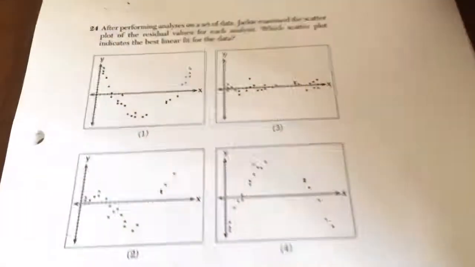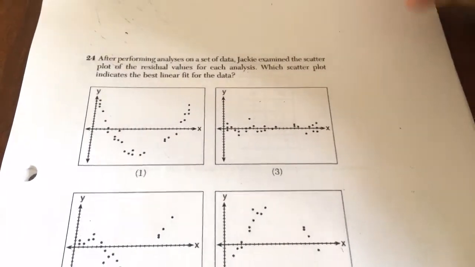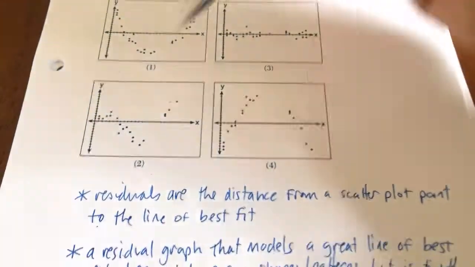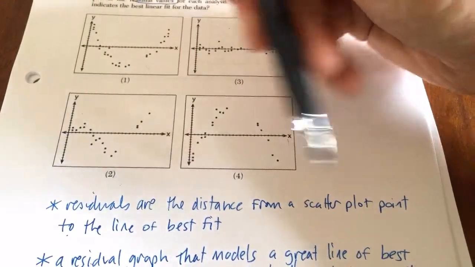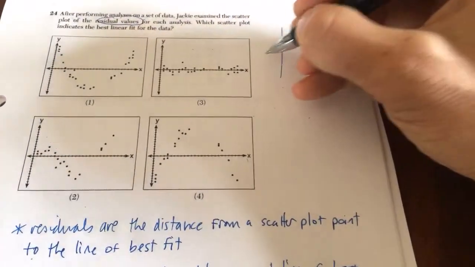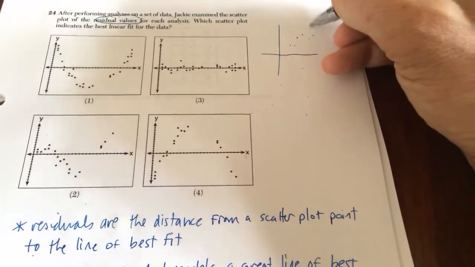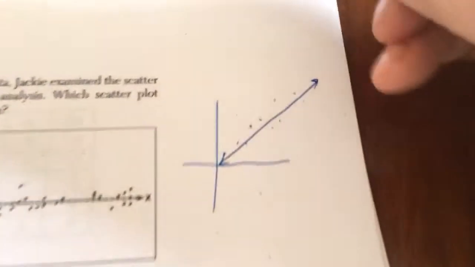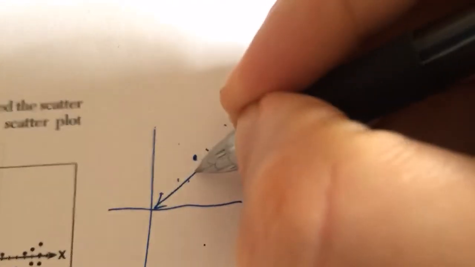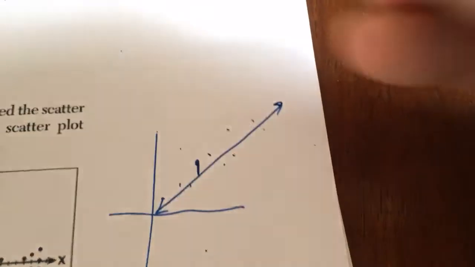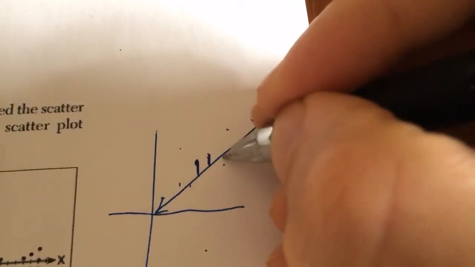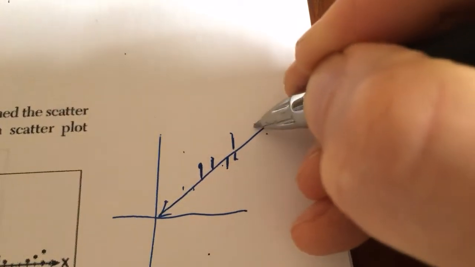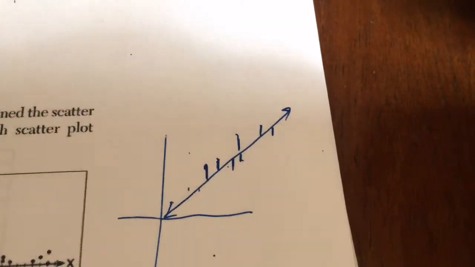Now, talking about residual values for a scatter plot. Residuals are the distance from a scatter plot point to the line of best fit. So imagine you had a scatter plot, and then you had a line of best fit. If this is your scatter plot, this distance would be the residual. This distance is the residual. This distance is a residual. This will be a negative residual, positive residual, positive residual, negative residual.